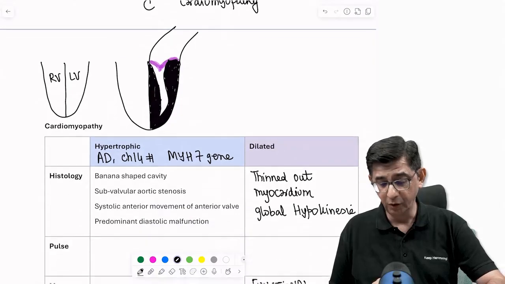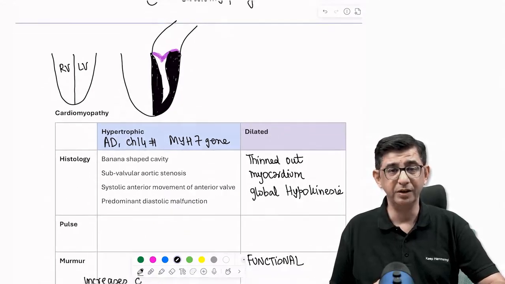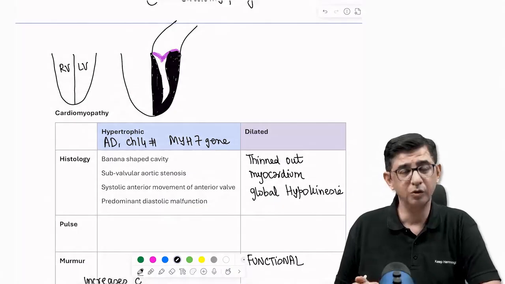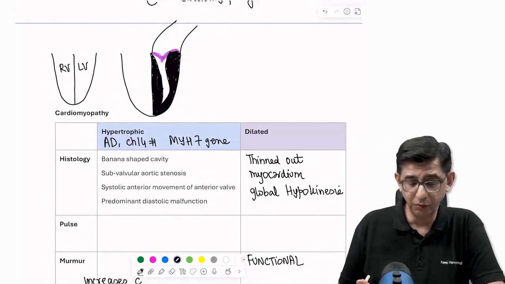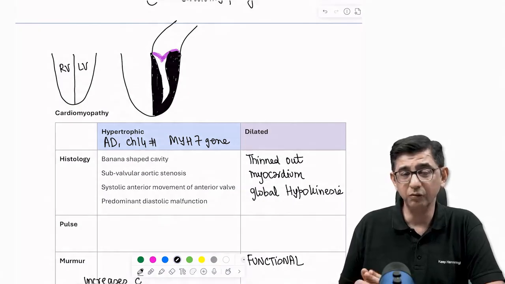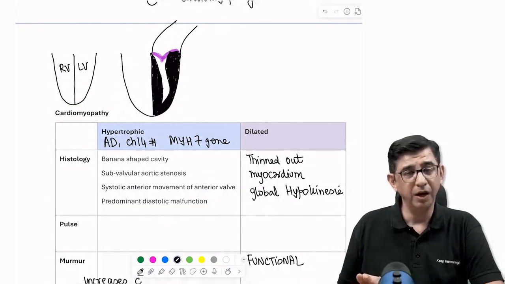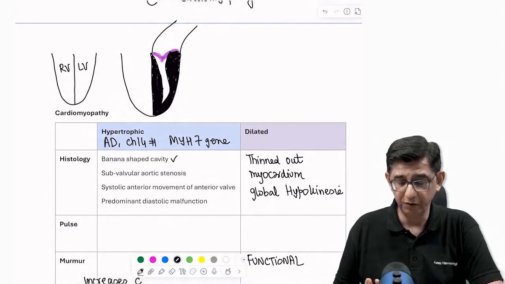Now, as far as hypertrophic cardiomyopathy in comparison with dilated is concerned, hypertrophic is autosomal dominant. There are multiple chromosomes involved. One of them is chromosome 14. The gene involved is the MYH7 gene. And as I explained to you, there is a banana-shaped cavity of the heart.